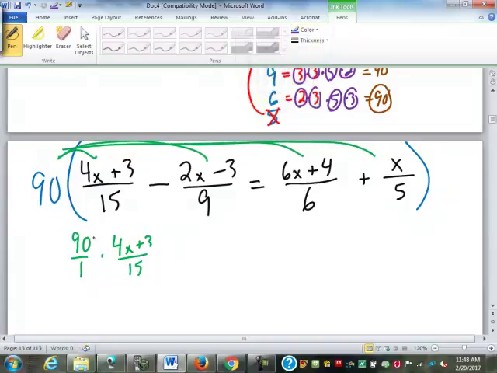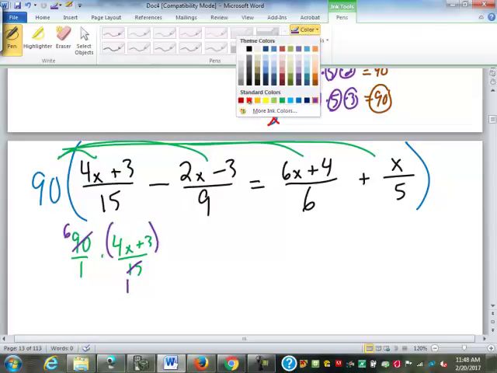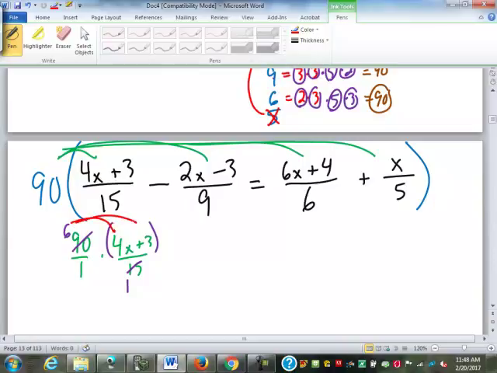I can cross cancel my 90 and my 15, both divide by 15 to give me 1 and 6. So this just becomes 6 times 4x plus 3. 6 times 4x will be 24x. 6 times positive 3 is positive 18.